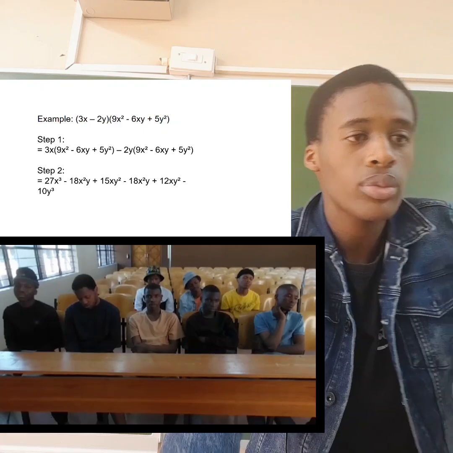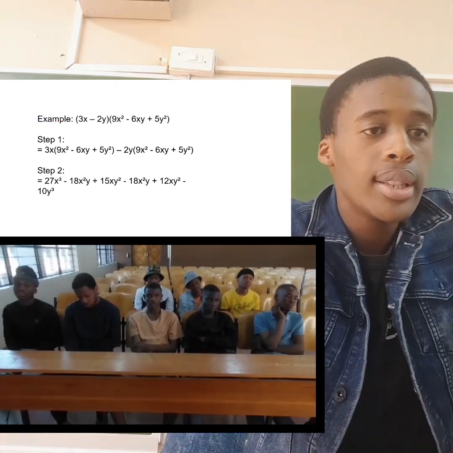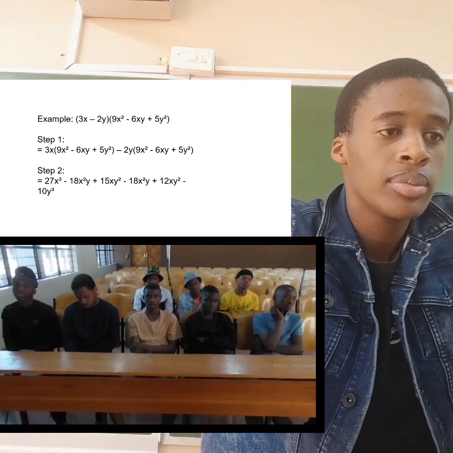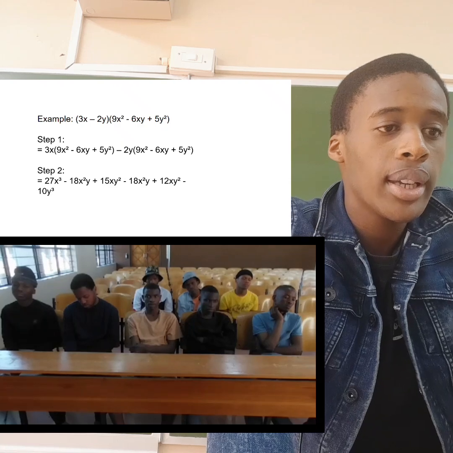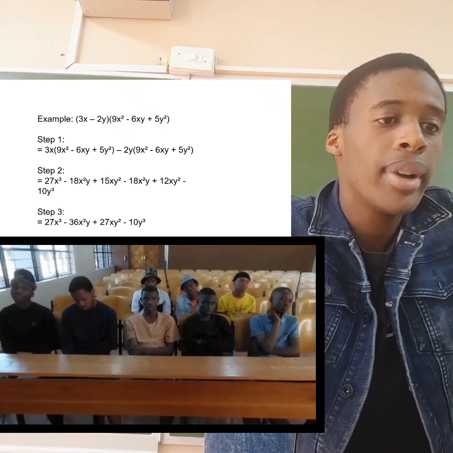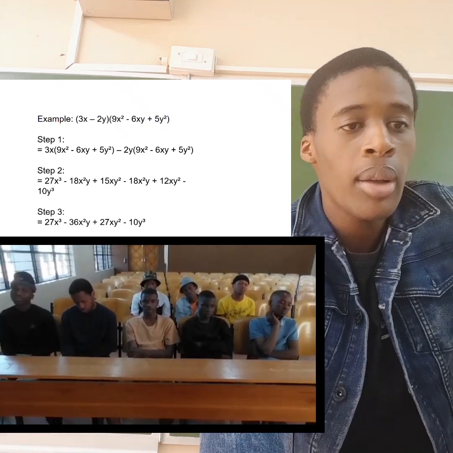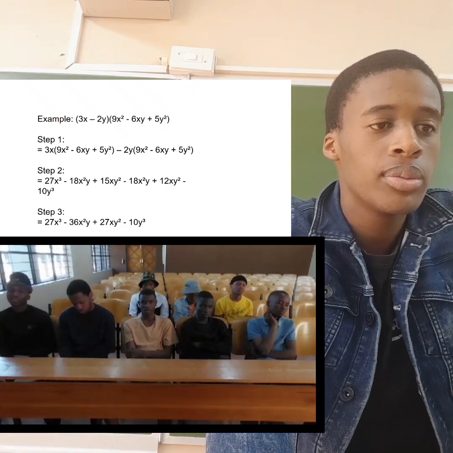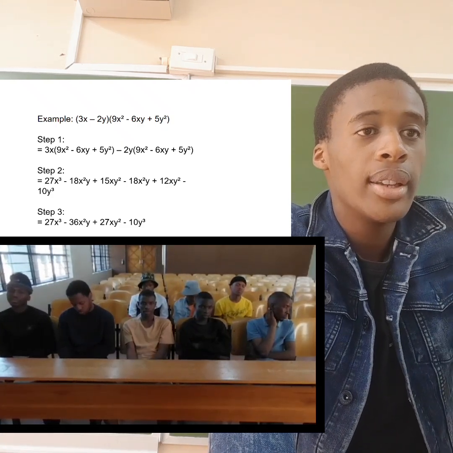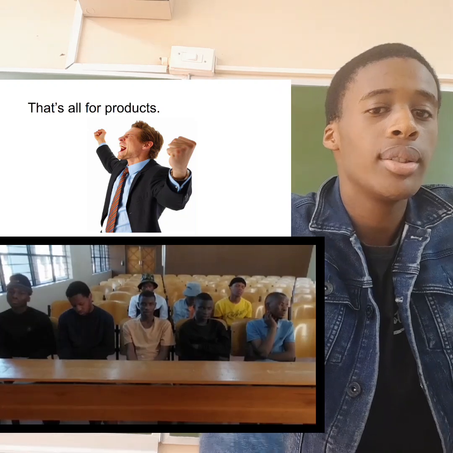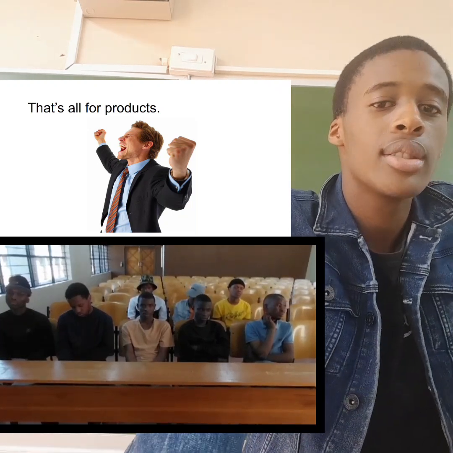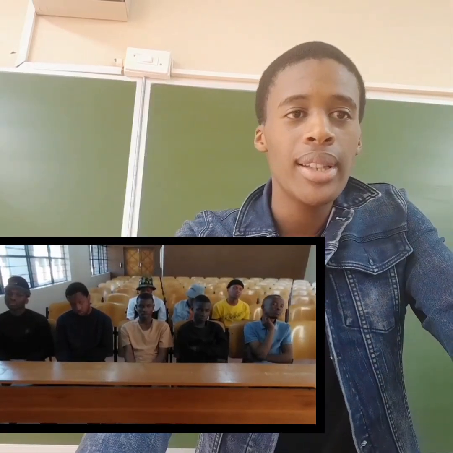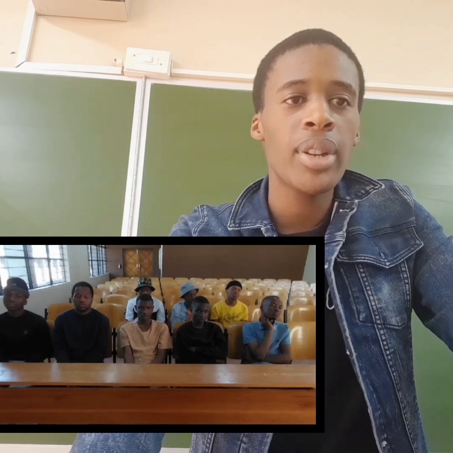Step 2. We add the like terms. Then step 3, we're going to get 27x cubed minus 36x squared y plus 27xy squared minus 10y cubed. That's all for the product. We're going to be moving to factorization. So the second part of our lesson, which is factorization, is going to be presented by Mr. Manak.